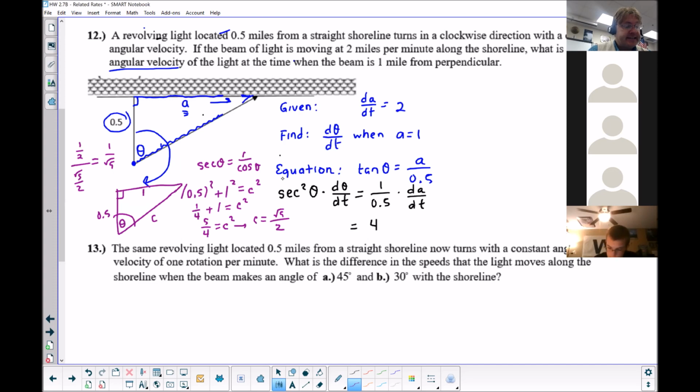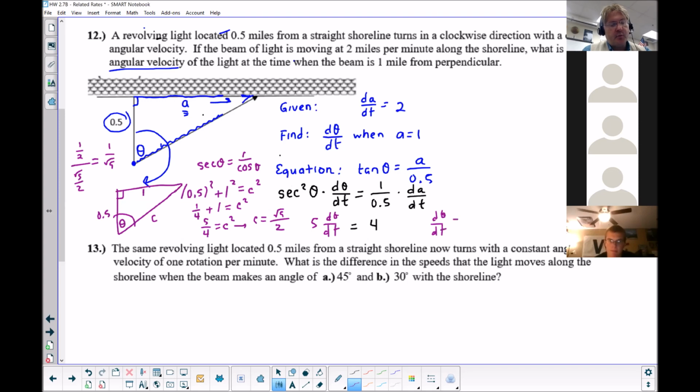But to turn that into secant, we would have to reciprocate it, thus giving us the square root of 5, and then squaring that gives us a 5. So your final answer for this is indeed 4/5.